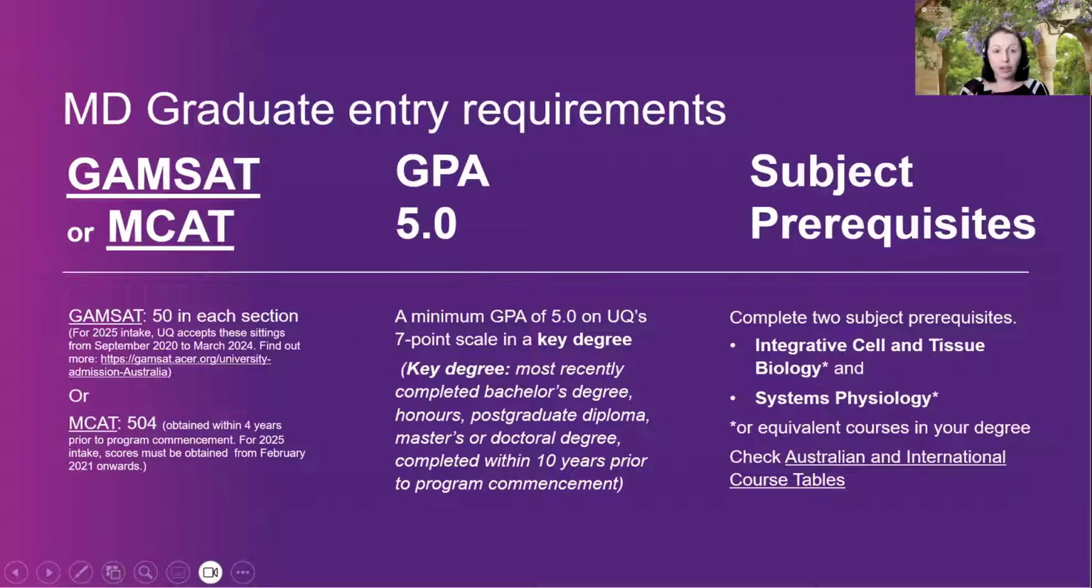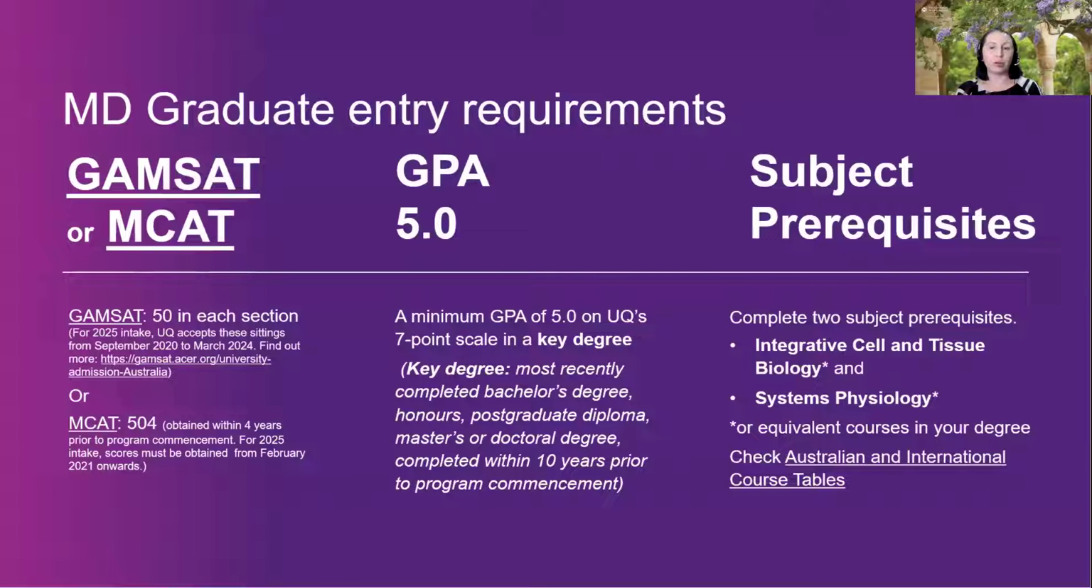Okay, obviously there are requirements that you must meet. We're going to start off with graduate entry. Graduate entry applicants need to have an admissions test completed. That can be either the GAMSAT or the MCAT. For the GAMSAT, you will need a minimum score of 50 in each section. For the MCAT, you need a minimum score of 504. GPA for your key degree needs to be 5 on the UQ 7-point scale.